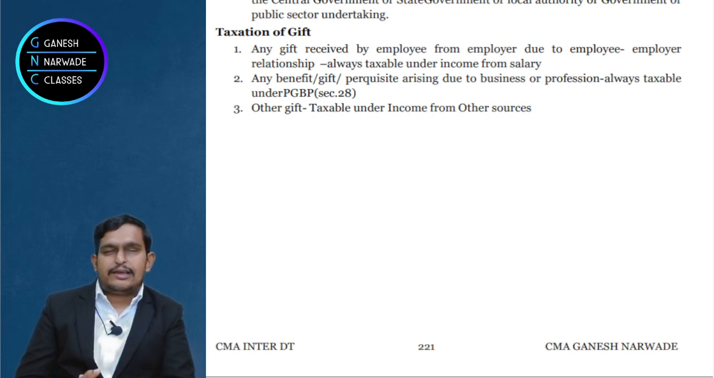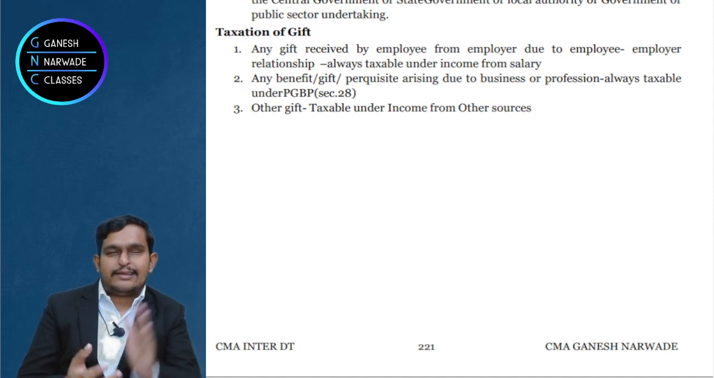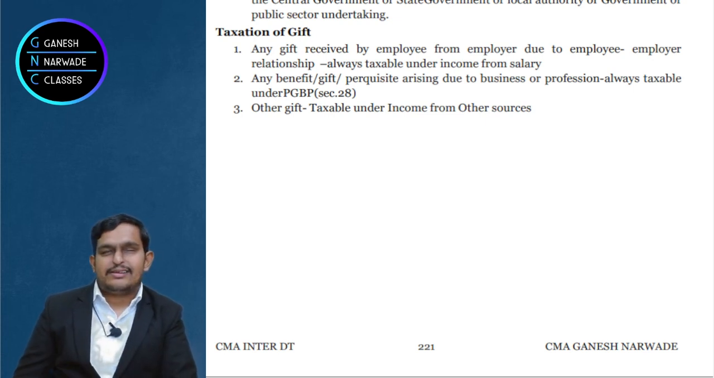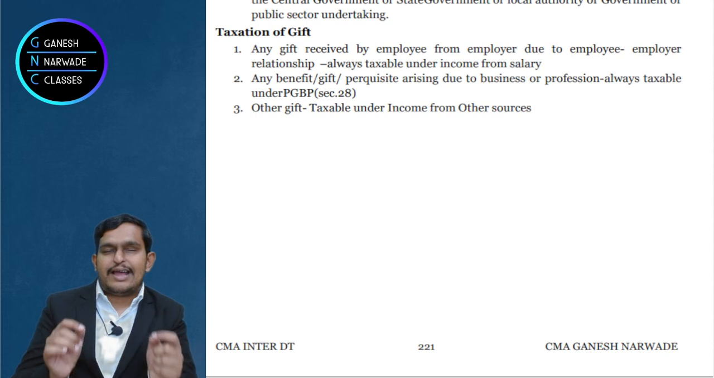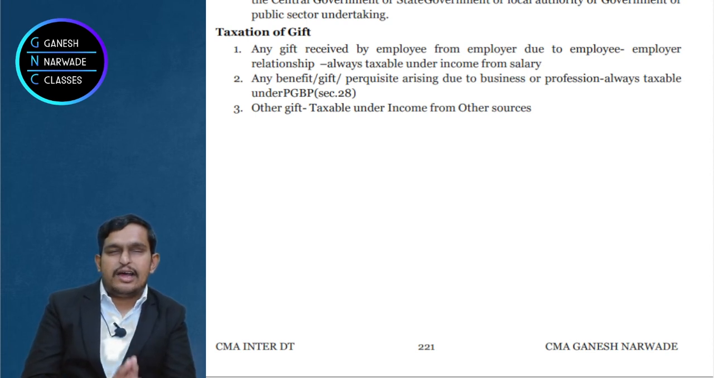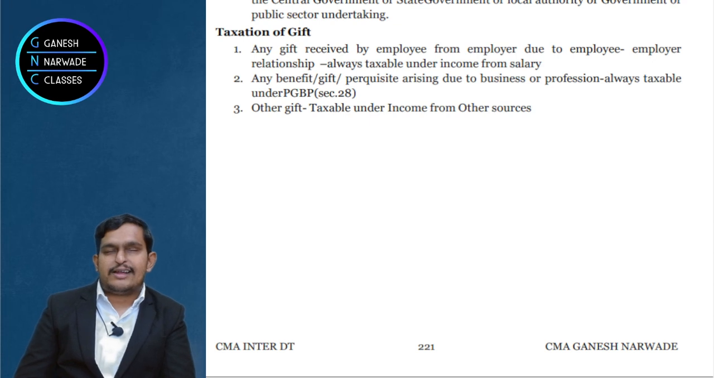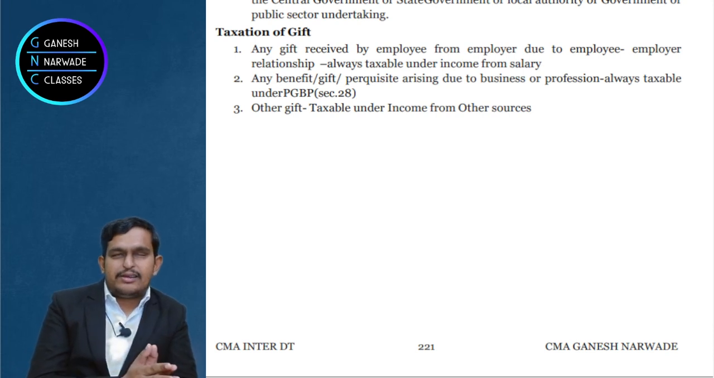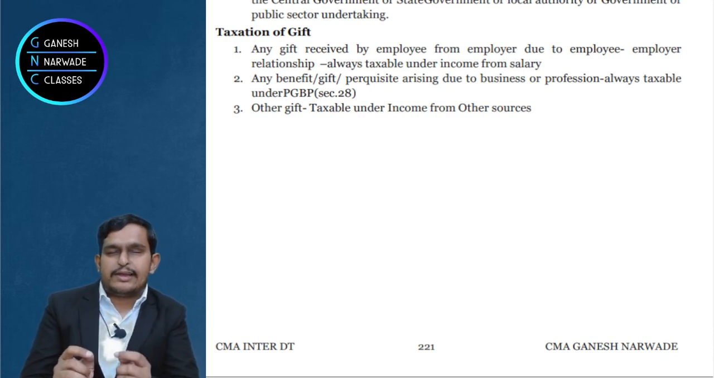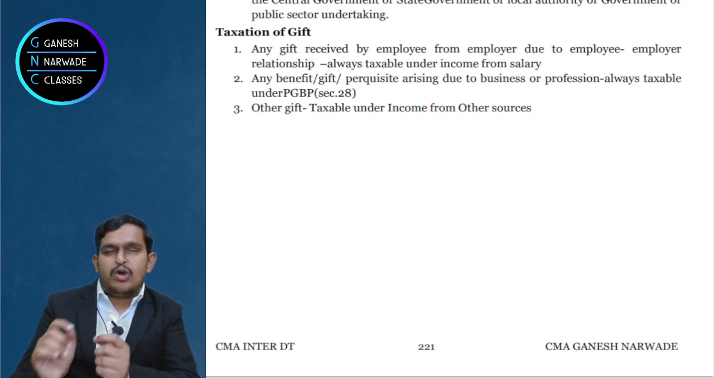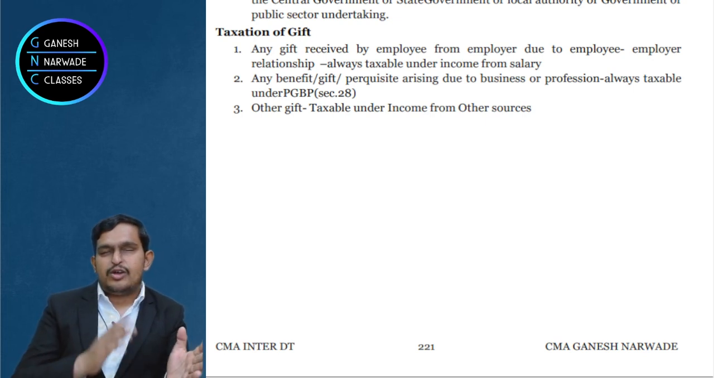But if a gift is given but not taxed under the salary chapter, not taxed under the PGBP chapter, then where should it be taxed? The answer is quite simple. It is taxable under income from other sources. So if it is not taxed under salary or PGBP, then the gift will be taxed under income from other sources. Now which types of gifts can be given? Either a cash gift, or a gift of movable property, or a gift of immovable property. These are the three gifts which can be given: cash, movable, immovable.